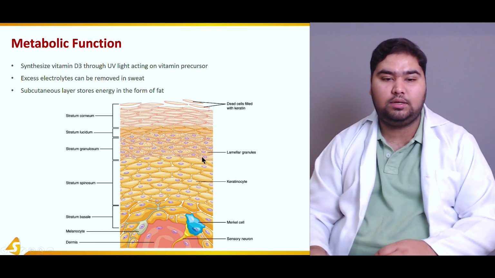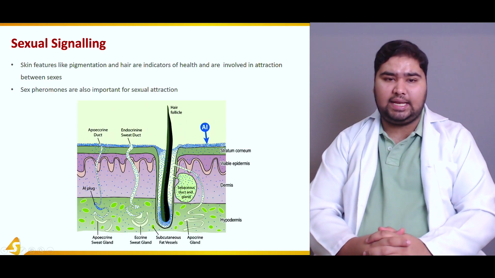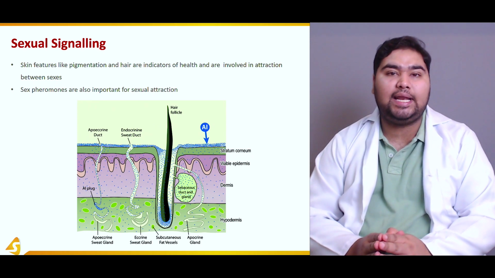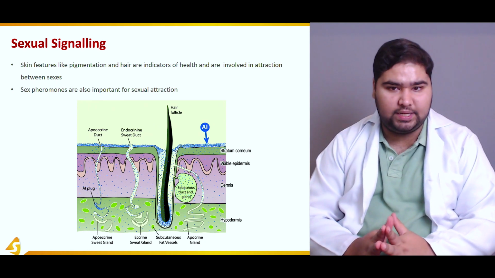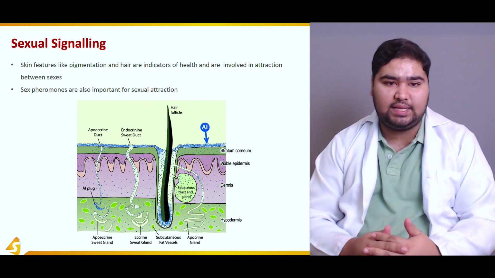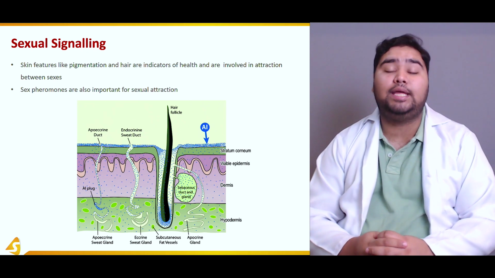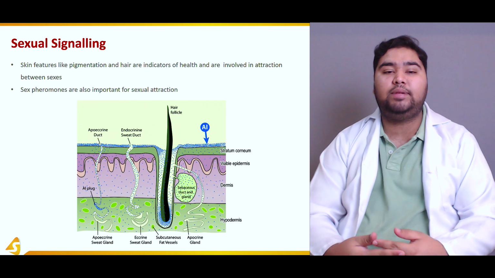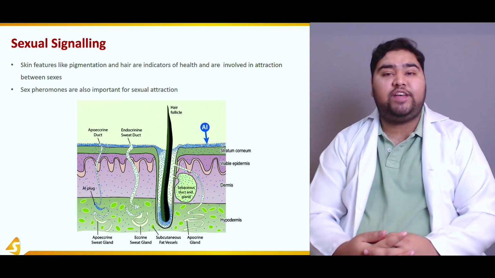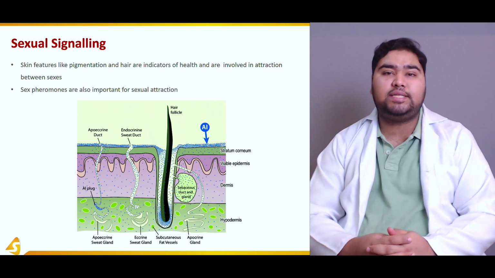The last function of skin is sexual signaling. Skin features like pigmentations and hair are indicators of health in a person and are usually involved in attraction between the sexes. Sex pheromones, as I discussed earlier in the previous section, which was epidermal derivatives, are also important for sexual attraction. Pheromones are produced by apocrine sweat glands, which are epidermal derivatives.